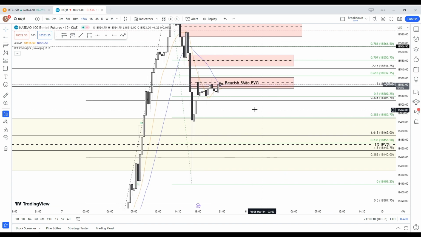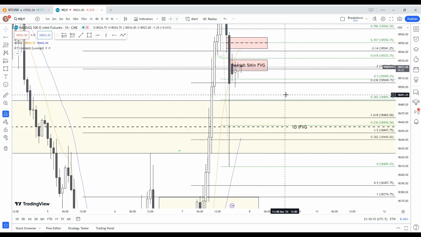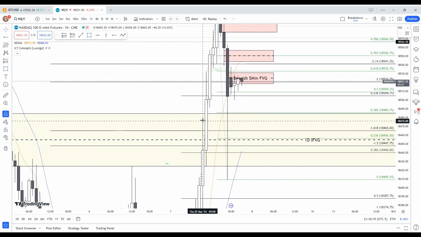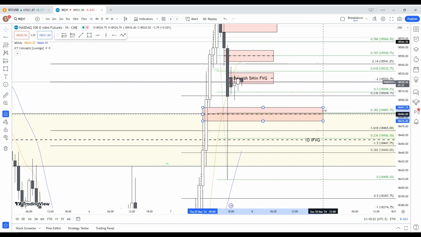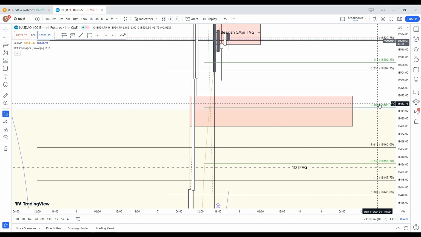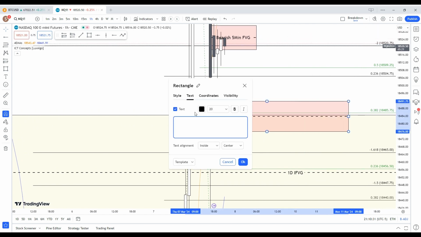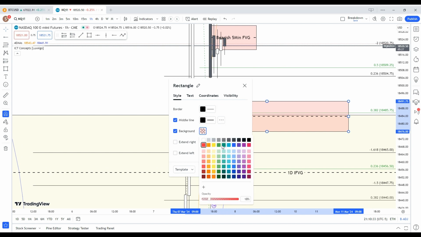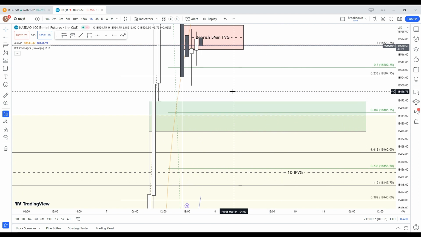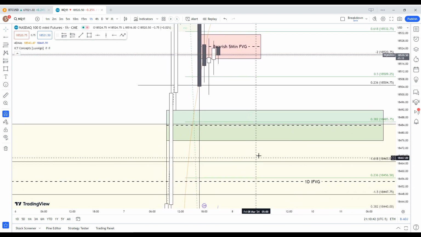Let's go back to the hourly here. We have a bullish fair value gap here, right? Look at that. The 50% of that is basically at this 32. So let's make that green for bullish. Okay. And it's the top of this daily inverse fair value gap.